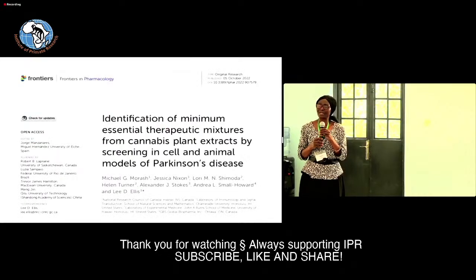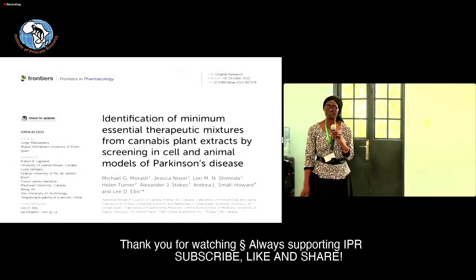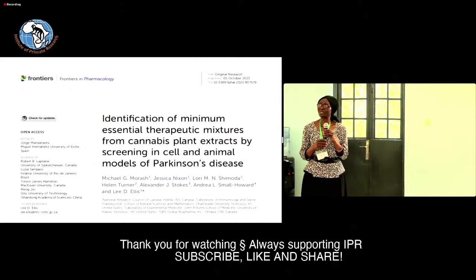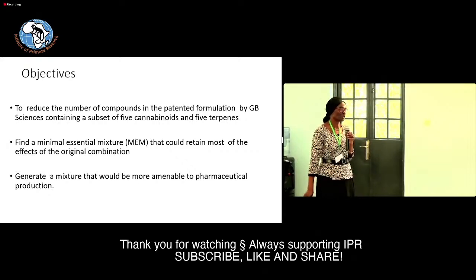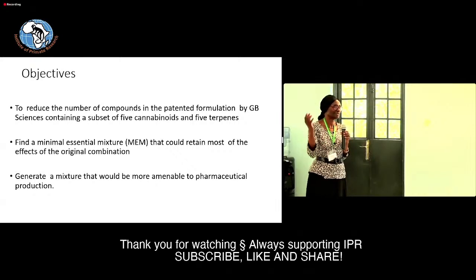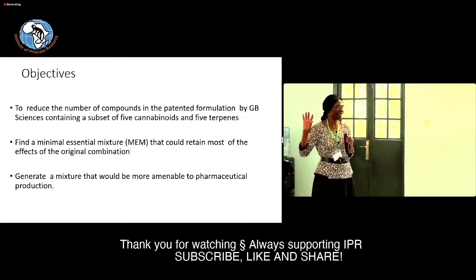So I'll take you through this study, which set out to identify minimum essential therapeutic mixtures from cannabis plant extracts by screening in cell and animal models of Parkinson's disease. Next. This study came out just this year, at the beginning of October. It's a very recent study, and the reason I'm presenting these studies, instead of just going through plants, is to stimulate the students, particularly my students sitting there, to see how you can escalate your pharmacology to these standards.